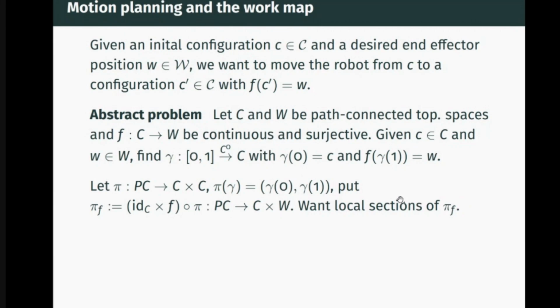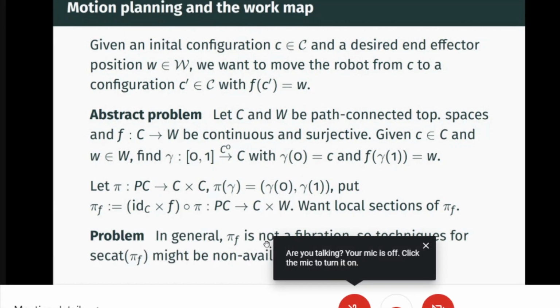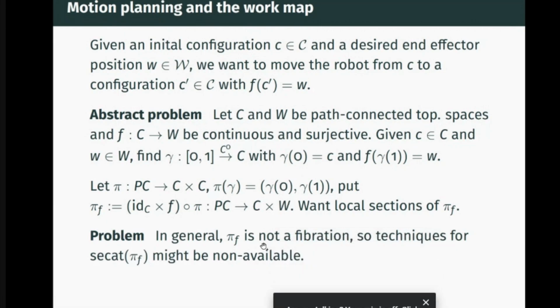But there's a very clear technical flaw. Namely, the problem is that if this map f is just continuous and surjective, it might not be a fibration, and then this map pi_f will not be a fibration. This was really crucial to what we did before, namely these techniques for sectional category. So they might be unavailable. If this is not a fibration, then these things with lower bounds, upper bounds, and so on, they all rely heavily on this fibration approach.